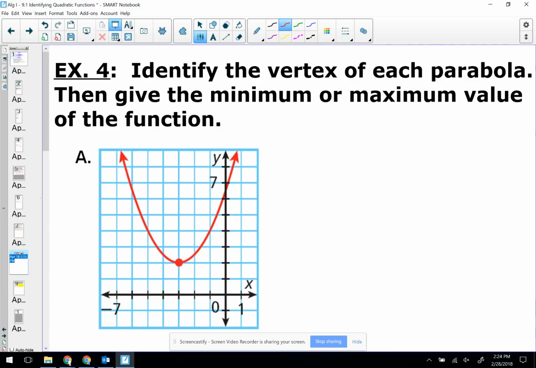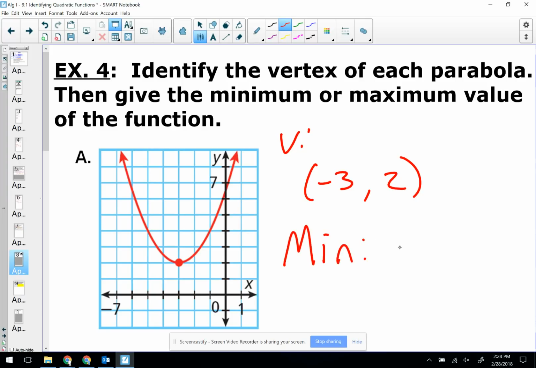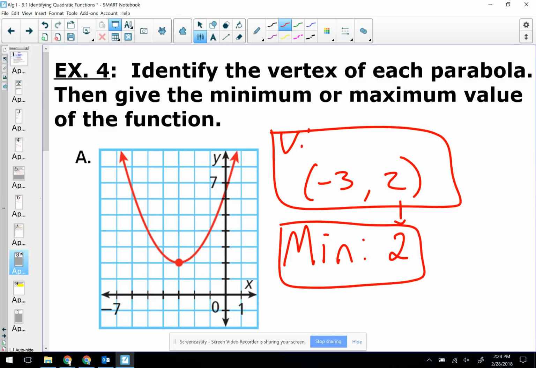So let's identify the vertex of the parabola and then tell what the minimum or maximum value is. Let's pick it off the graph. -3, 2. So you can say the vertex is at -3, 2, and that there is a minimum value because it's opening up. The minimum value is 2. Just take the y value right out of there. There's my answer. Quick and easy, right?